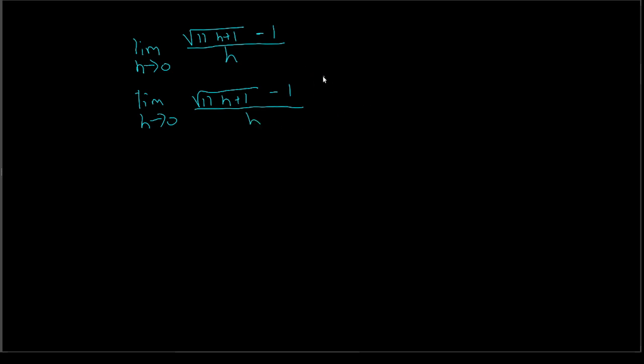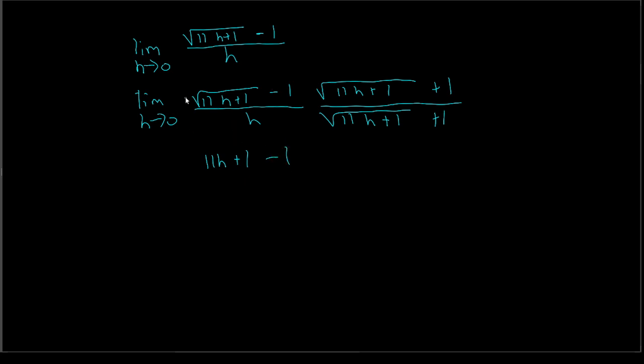And what we want to do here is take the conjugate of this. So we'll take the square root of 11h plus 1, plus 1, but I need to multiply by 1, so the upstairs and the downstairs need to be the same here. And now when I multiply across the top, I have a difference of squares going on, so I have an 11h plus 1 minus 1, because that squared minus this squared for the difference of squares.